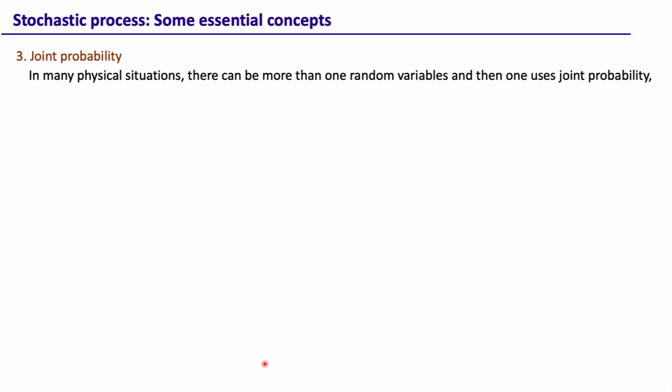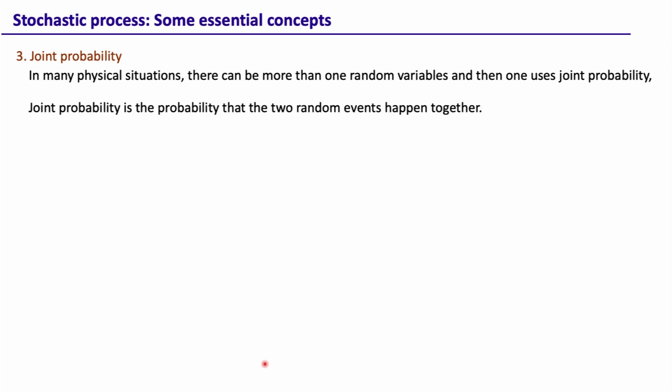Now, the moments of a process are not the only useful information one can extract from the random process. In many physical situations we can actually have more than one random variable, and in that case one uses joint probability, because one might be interested in what is the joint probability of this event and that event happening together. So joint probability is the probability that the two events happen together.